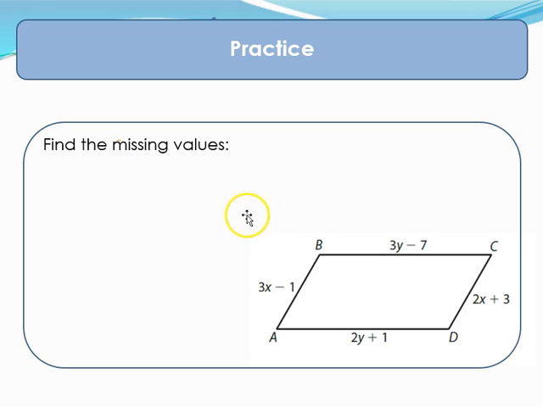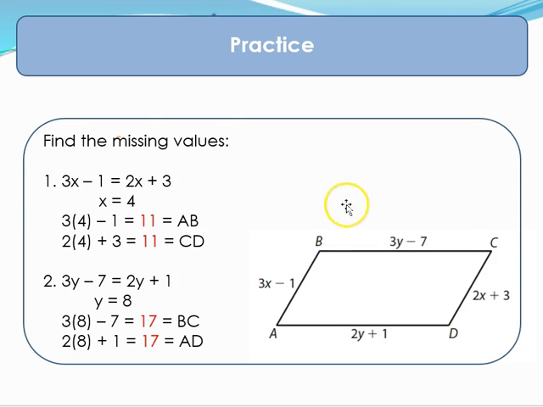Let's do some practice. We're going to find the missing values of this figure. It looks like a parallelogram, but we do not know until we solve. So, finding the missing values, if you notice that opposite sides here both have y as a variable and x as a variable. So let's solve for the x's first.